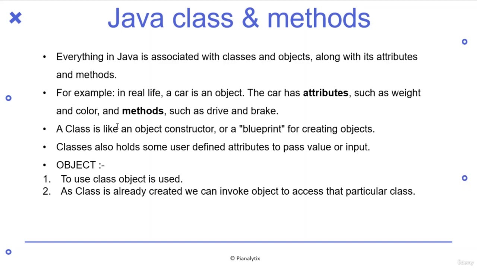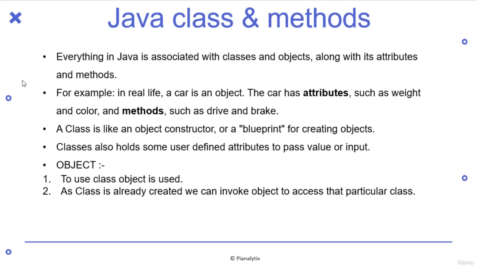So basically, we can create car as a class. Its attributes are weight, color, model number, etc. And methods: a car can stop, drive, brake, etc. So a class is like an object constructor, or a blueprint for creating objects. Objects are basically just invoking the class. Classes also hold some user-defined attributes to pass values or input from the user. So we can give user-defined attributes inside the classes.